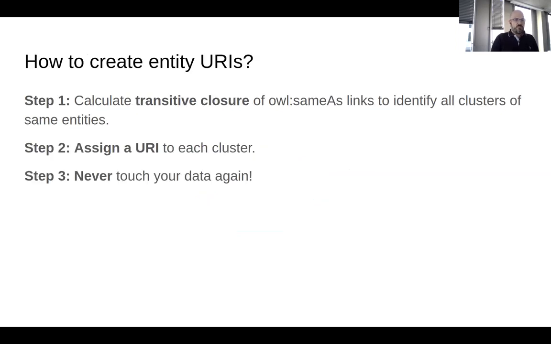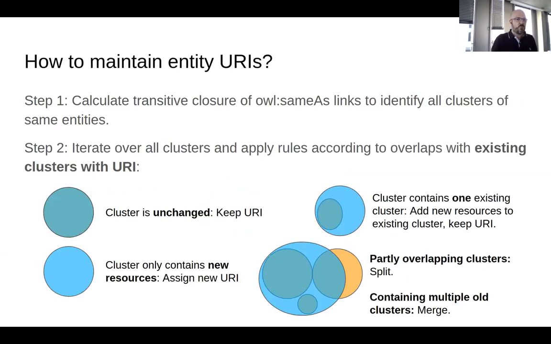So what can we do about it? Or what do we do right now? We want to create entity URIs. The first step is we create this transitive closure of all same-as links and identify all clusters of same entities. Then we assign a URI to each cluster. And then we are done if we never touch our data again. Then we are fine. But this is obviously not possible. So how do we maintain these entity URIs?